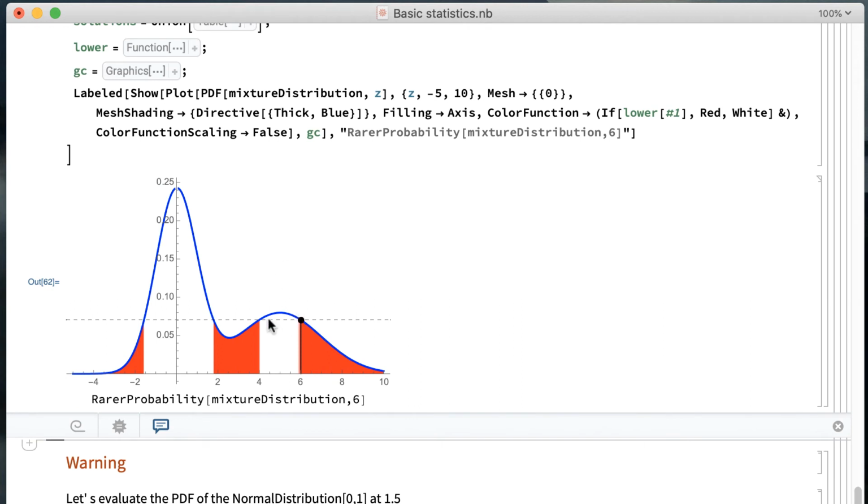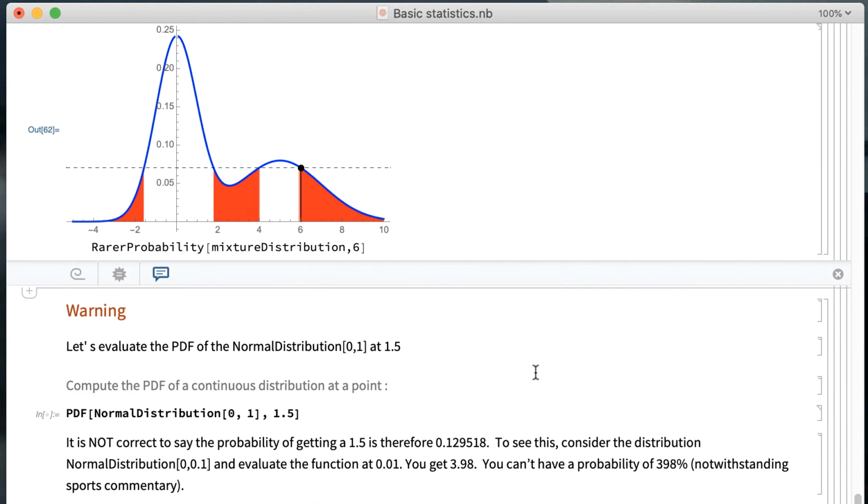Here I've shaded in red all the domain values for which the associated probability is less than or equal to what it is at 6. And if one added up all of these red areas and divided by the area of the whole thing, you would get the rarer probability. Okay?